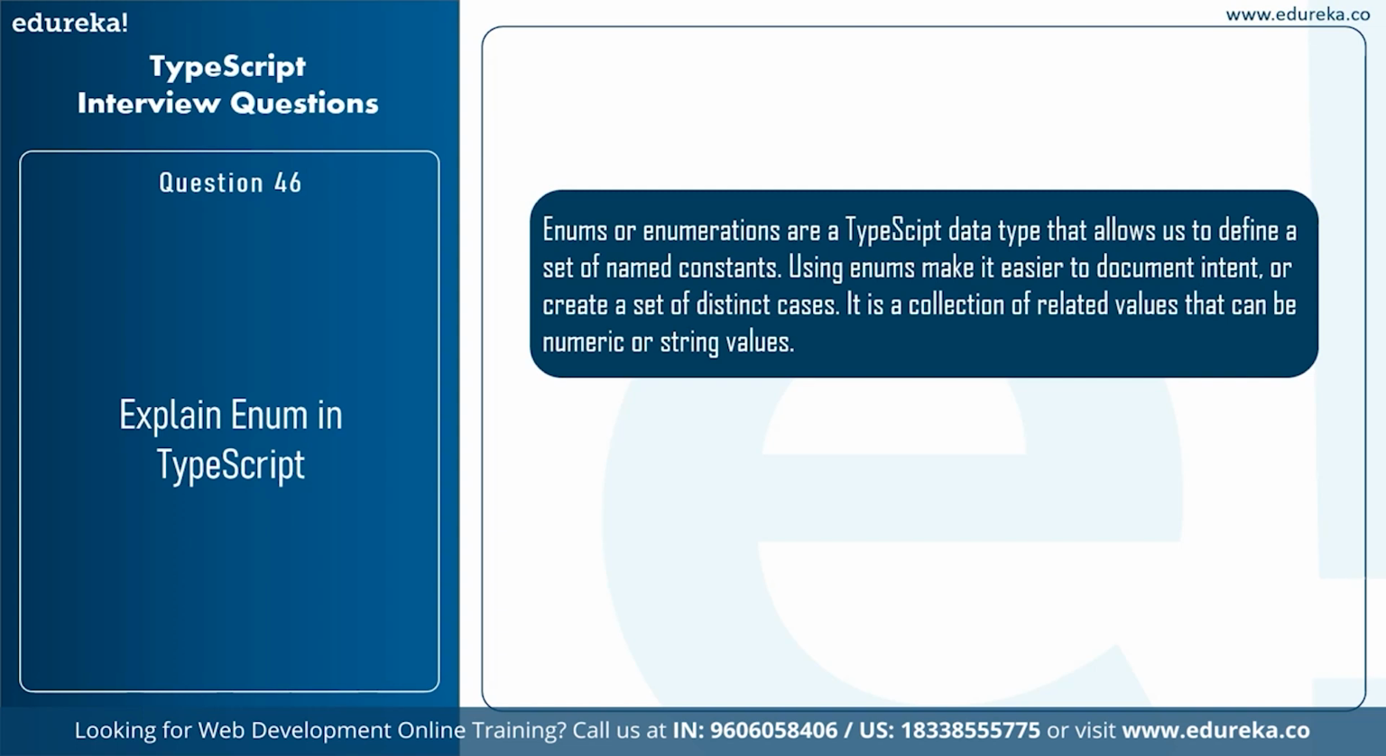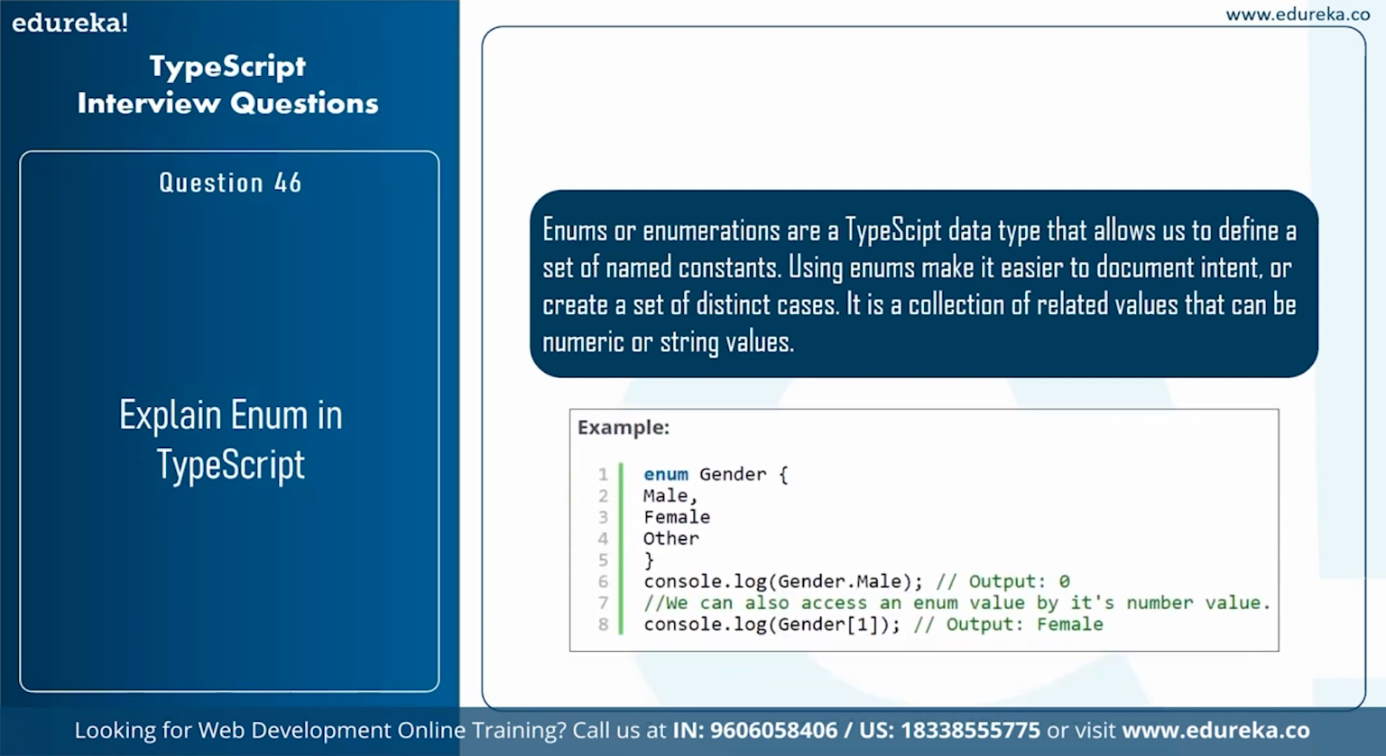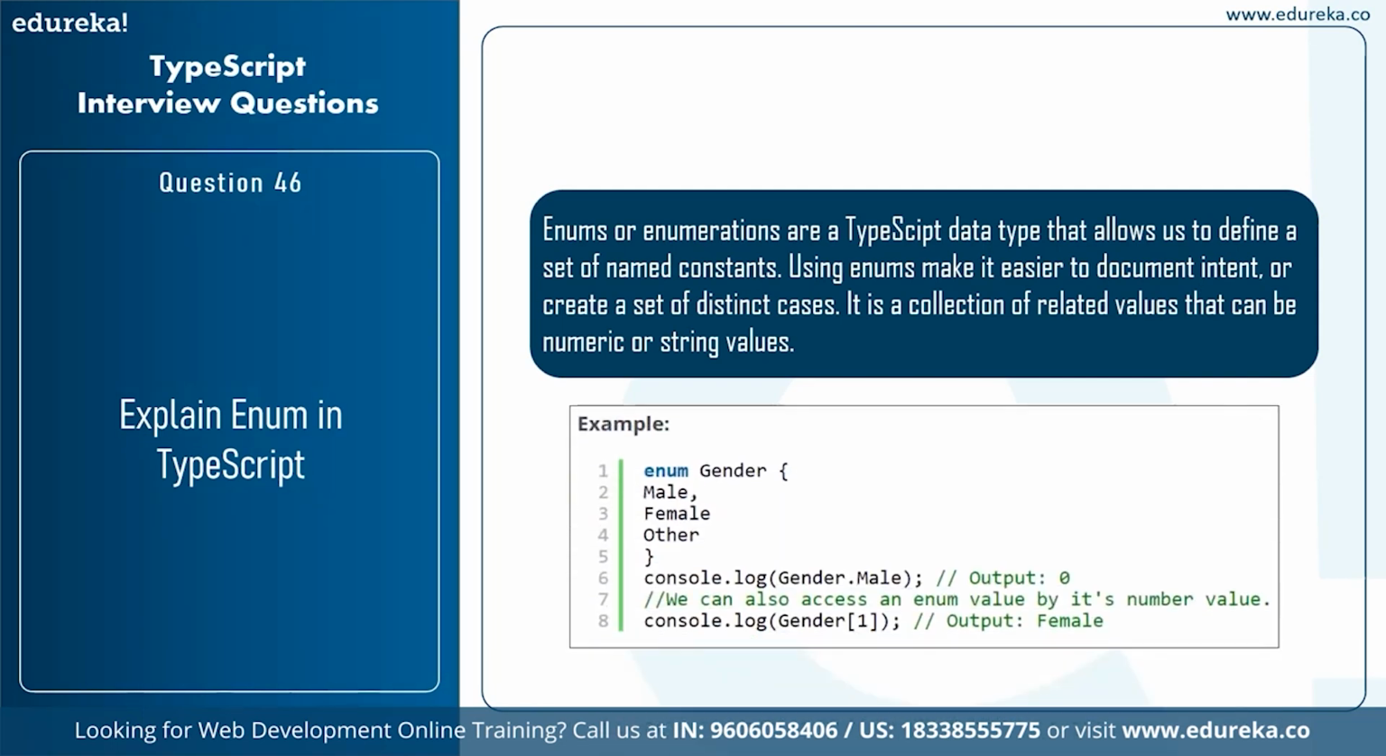So, using enums makes it easier to document intent or create a set of distinct cases. It is basically a collection of related values that can be numeric or string values. Here is an example of the enum. We use the keyword enum, and suppose we are taking gender. Inside gender, we can pass the values male, female or other.